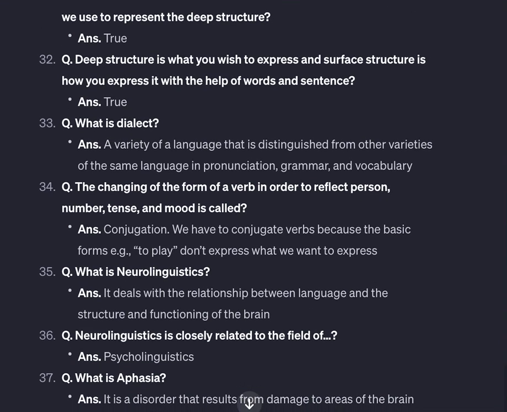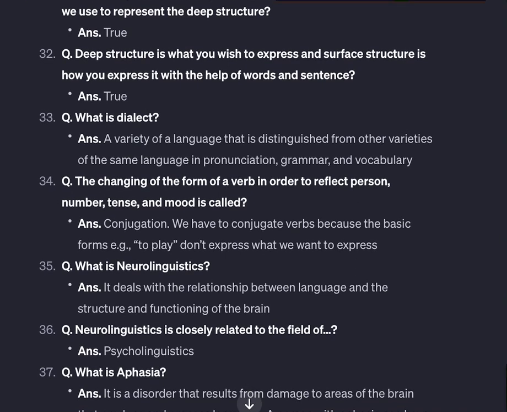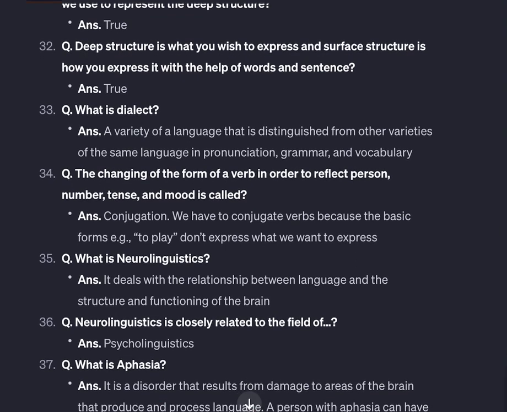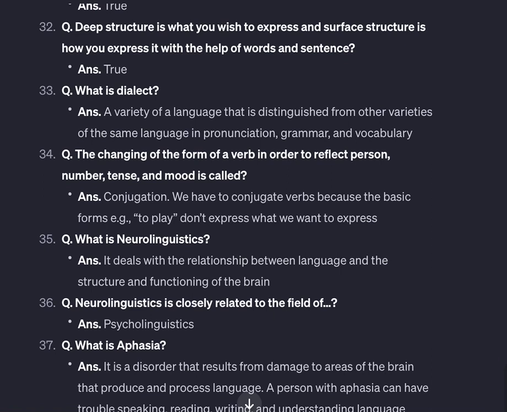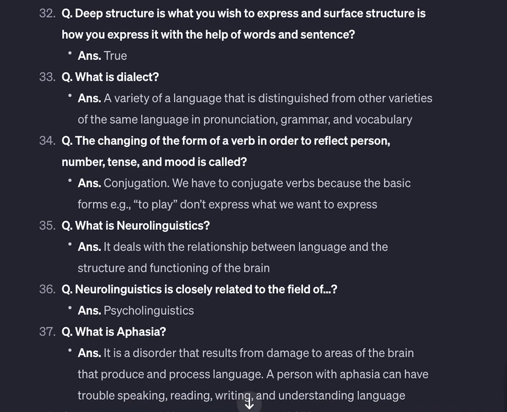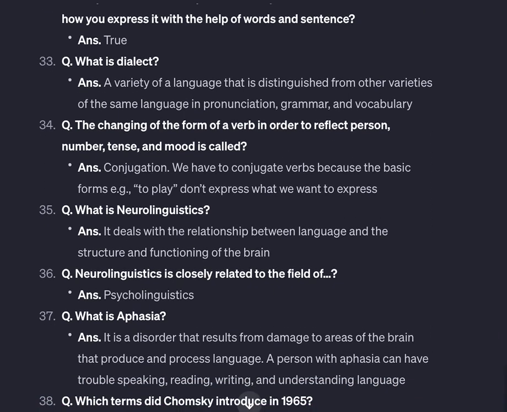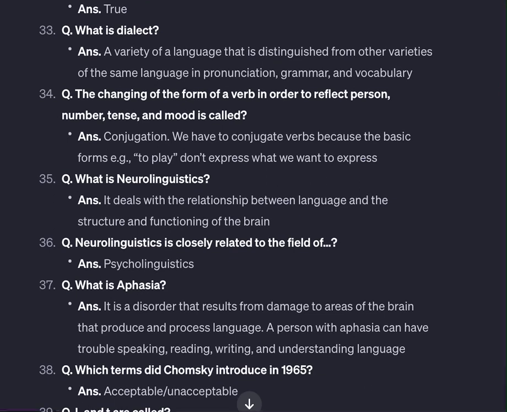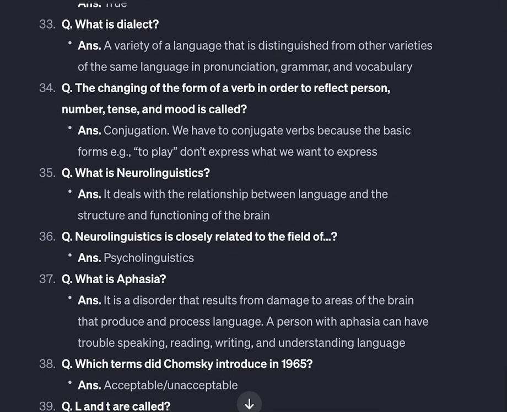ANS. A variety of a language that is distinguished from other varieties of the same language in pronunciation, grammar, and vocabulary. 34. Q. The changing of the form of a verb in order to reflect person, number, tense, and mood is called ANS. Conjugation. We have to conjugate verbs because the basic forms, e.g., to play, don't express what we want to express. 35. Q.